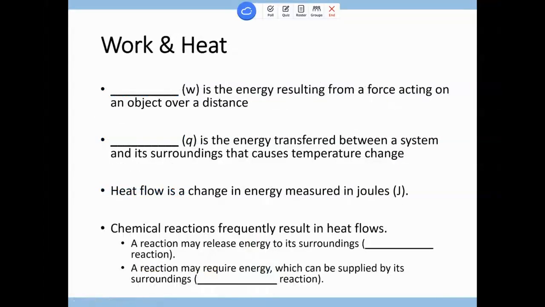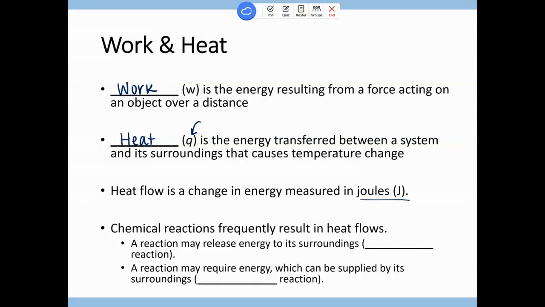Okay, a little bit more about work and heat. Work is energy that results from a force acting on an object over a distance, and heat, which we represent as lowercase q, is the energy transferred between a system and its surroundings that causes a temperature change. So heat flow is a change in energy that's measured in joules. We've talked about joules.